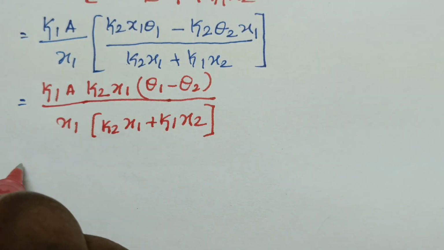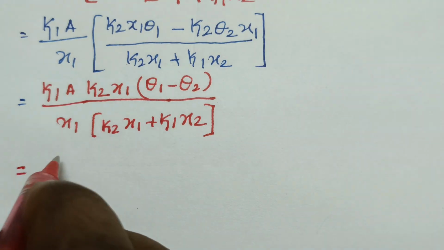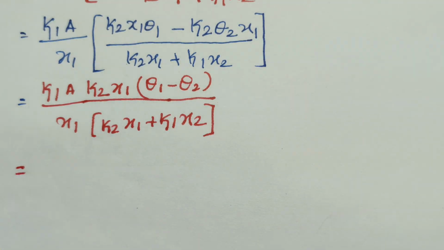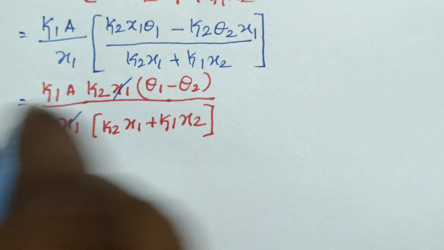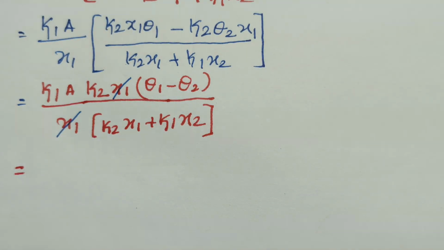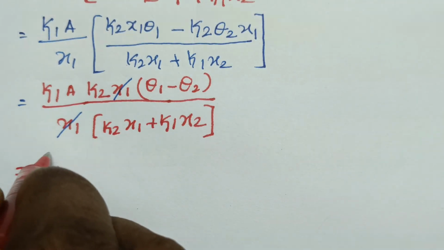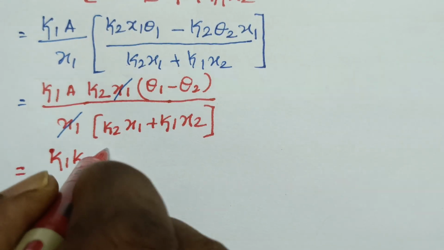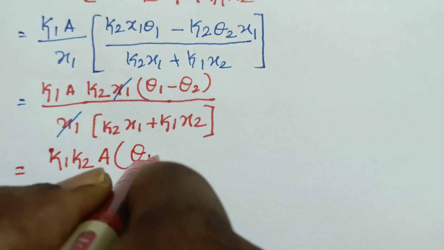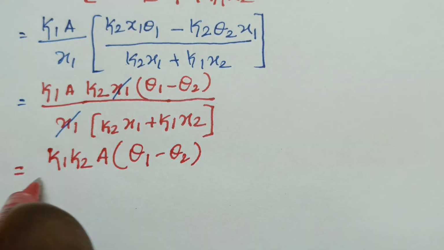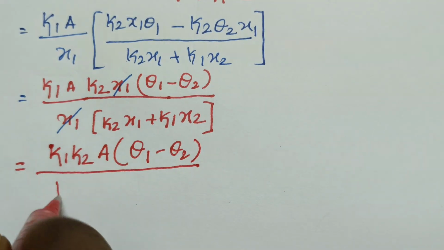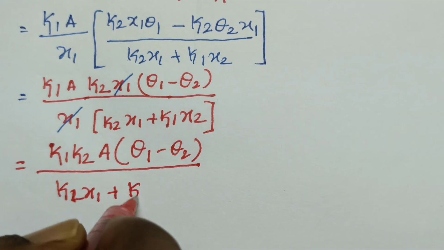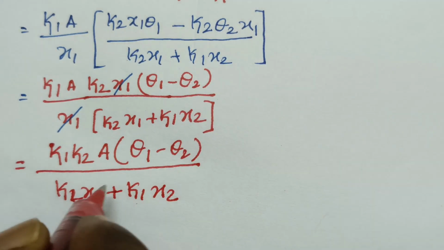Then you can simplify. x1 cancels, remaining A. Q is equal to K1 K2 A into theta 1 minus theta 2 divided by K2 x1 plus K1 x2.